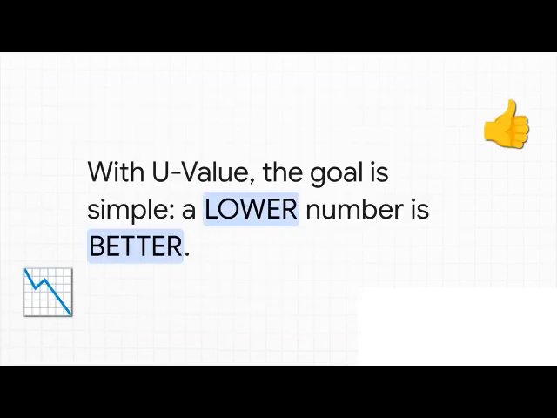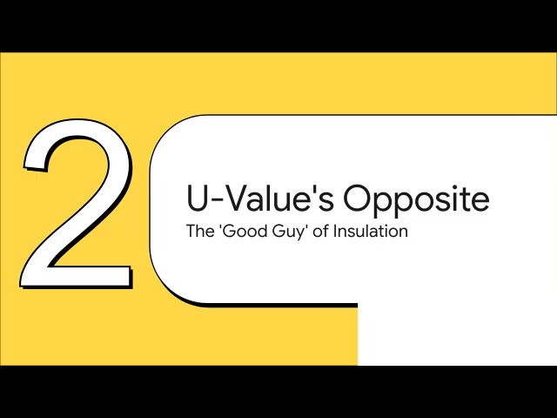And here is the single most important thing to remember about U value, okay? A lower number is always better. A low U value means that material is a fantastic insulator. It's great at keeping heat from escaping in the winter, and, just as important, it keeps the heat from sneaking in during the summer. Now, to really get a grip on U value, we've got to talk about its opposite, the R value. Honestly, they're like 2 sides of the same coin, and once you understand how they're related, everything else just clicks into place.